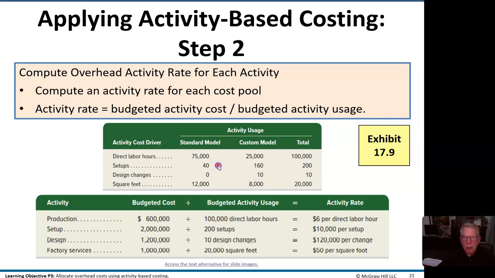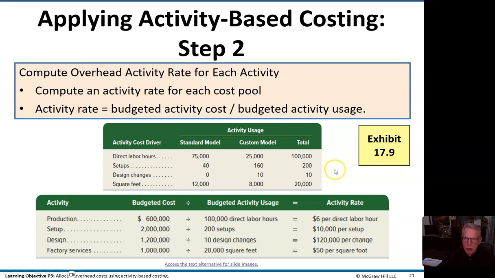The standard model doesn't need as many setups as the custom model, for a total of 200 setups. Design changes, we don't have any for the standard model, but the custom model, we do need to make some design changes. As the name implies, they're custom. Here, we have 12,000 square feet that are used for the standard model, but only 8,000 square feet for the custom model. Total of 20,000 square feet.